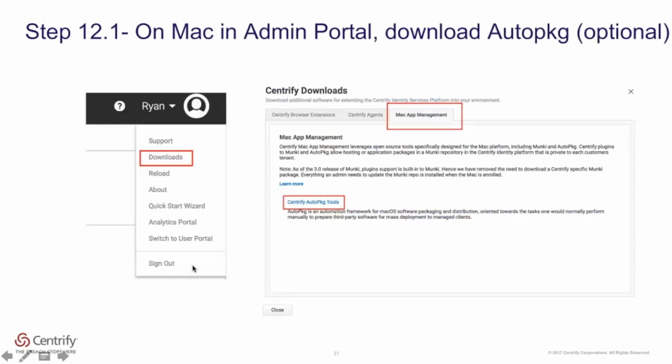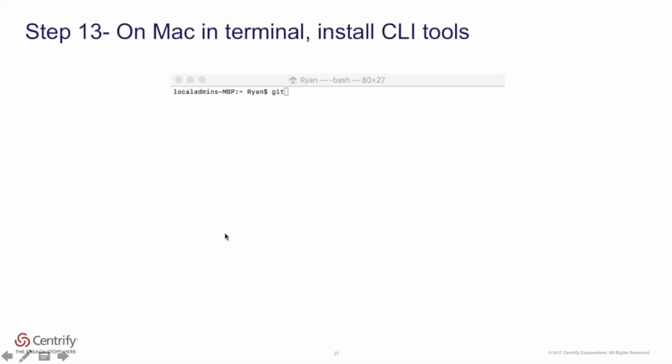And then optionally, the administrator can switch to the admin portal, and in the upper right, click their name and choose Downloads. And on the Mac App Management page, they can choose to install Autopkg tools, which we'll discuss in a little bit later. And we'll also need to install the CLI tools.